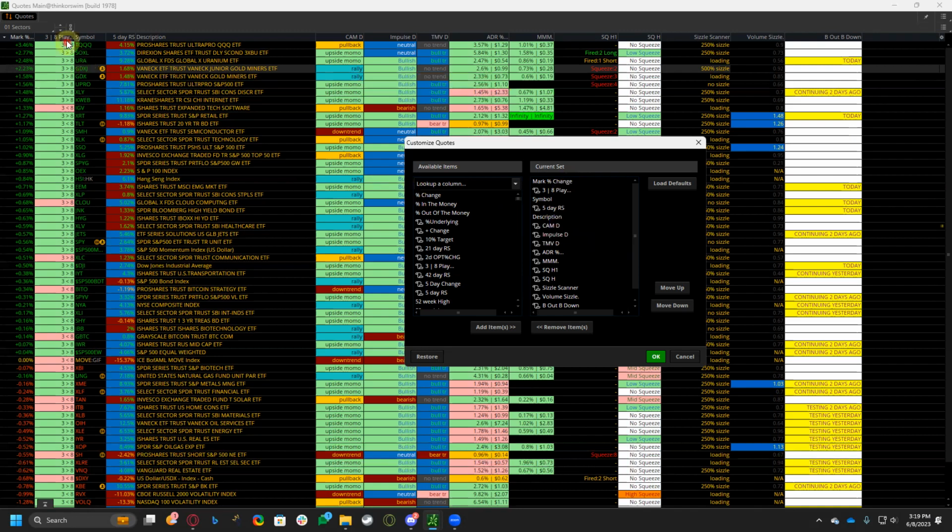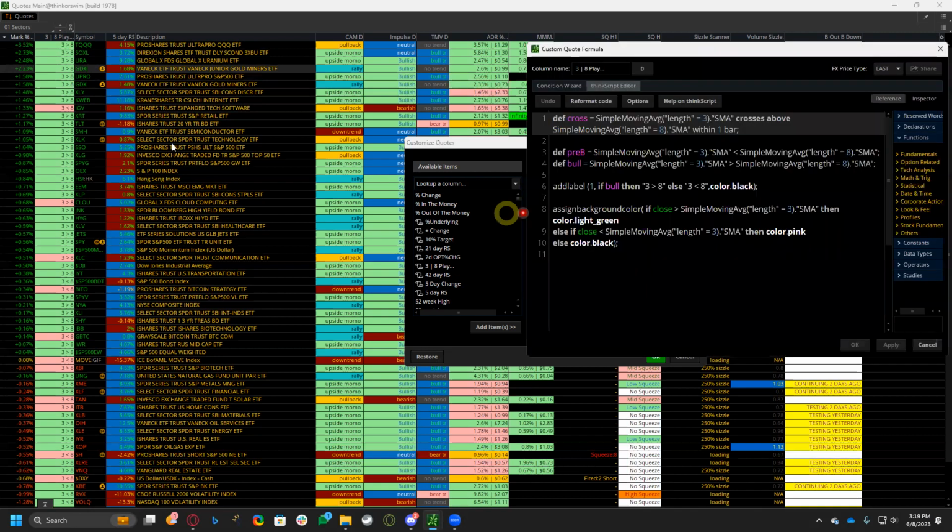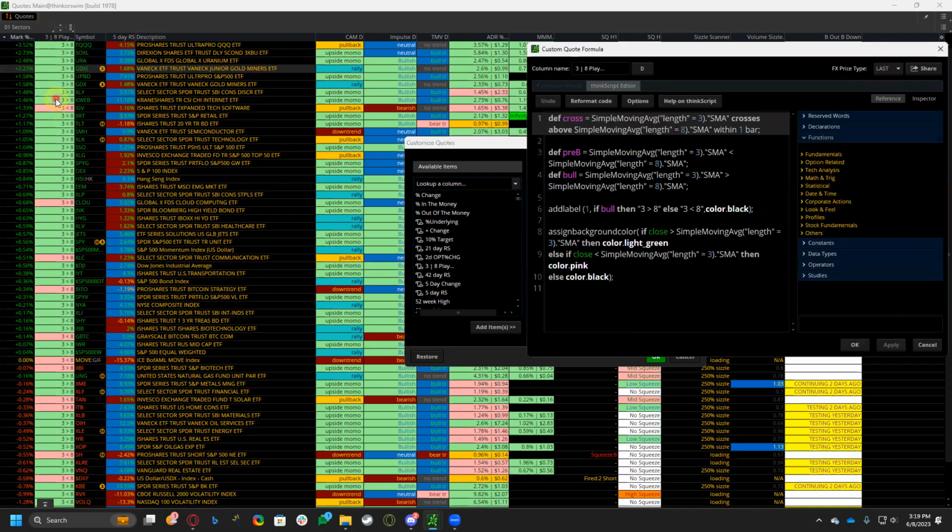The next indicator that I have is 3/8. And it's exactly like it sounds. It's a 3-period moving average over an 8-period moving average. And what this is showing me in green is that the 3 is above the 8, or in red, that the 3 is under the 8. And if you can visualize when you're looking at a stock chart, when the market is up, the 3 is above the 8, and when the market is down, the 3 is below the 8.